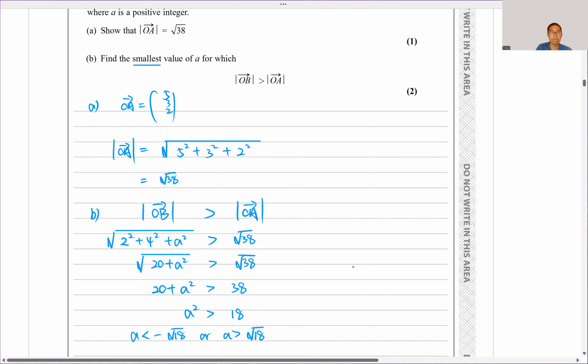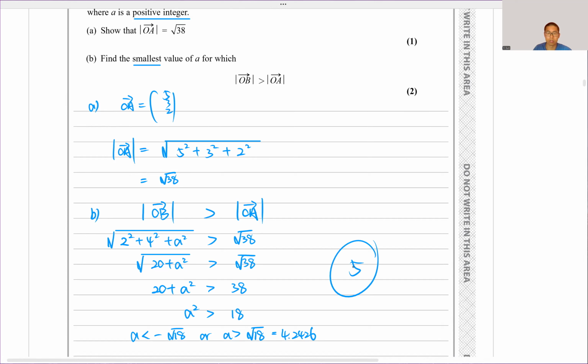And then since A is a positive integer, square root of 18 is roughly 4.2426. And then A is a positive integer. So the smallest positive integer which is more than 4.2426 should be equal to 5. So A is equal to 5 will be the final answer.